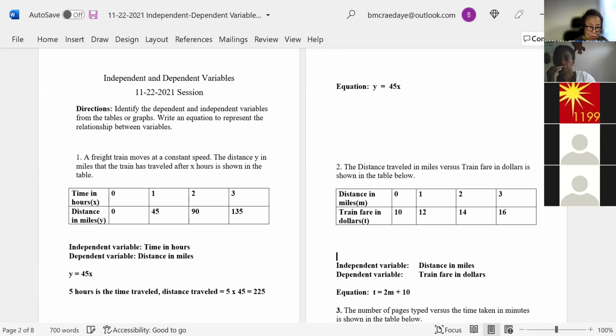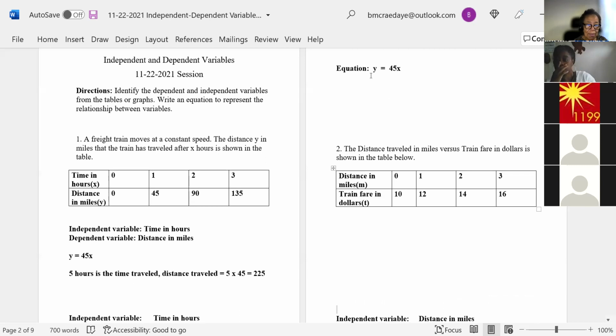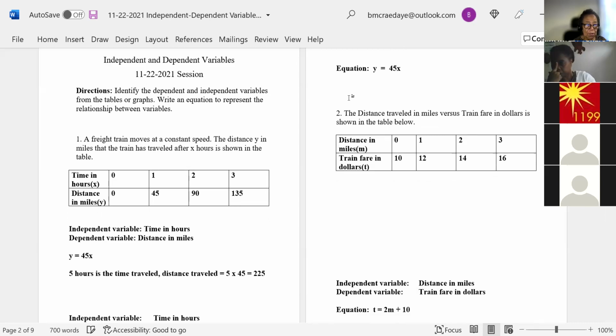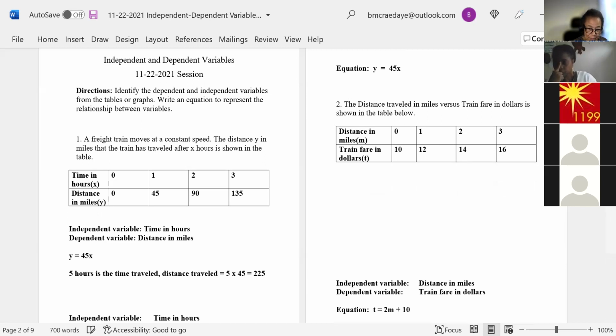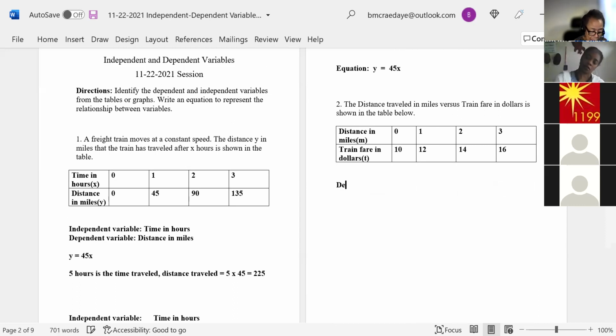All right, let's go to the next one. The next one involves train travel and train fare. That one was distance and time. This is train fare and distance in miles. Now, Maureen, what is the dependent variable? Miles. What is the independent variable?